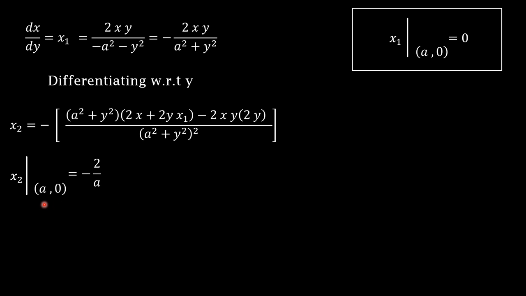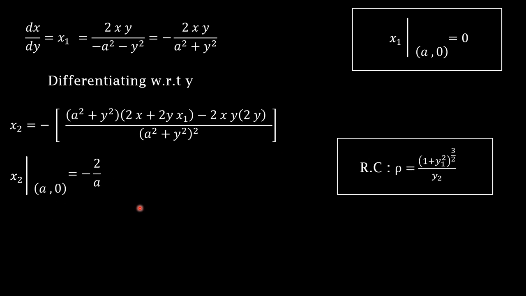Substitute the value of x to be equal to a and the value of y to be equal to 0, and x1, replace your x1 by 0 and simplify it, so that you are going to get the value of x2 at the point (a, 0) to be minus 2 by a. Just make a note of it, students.